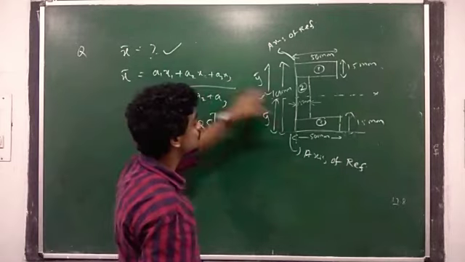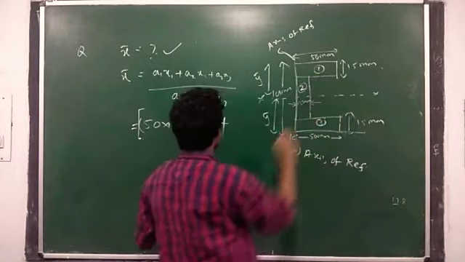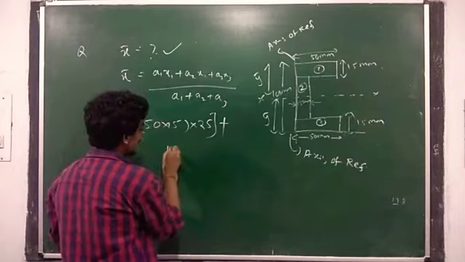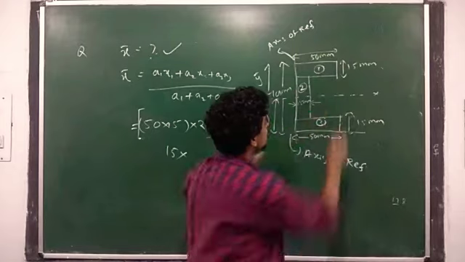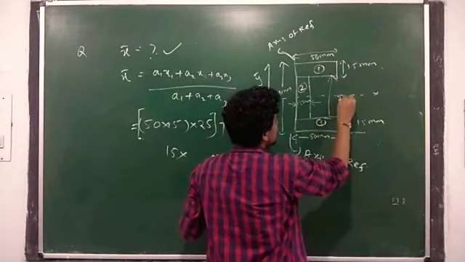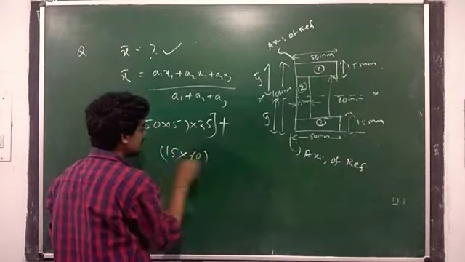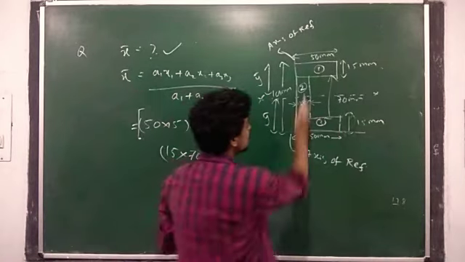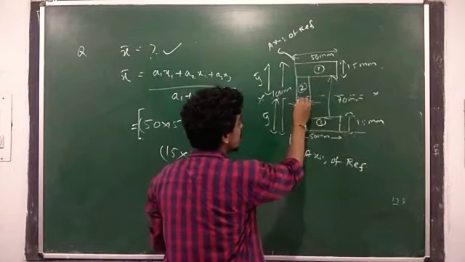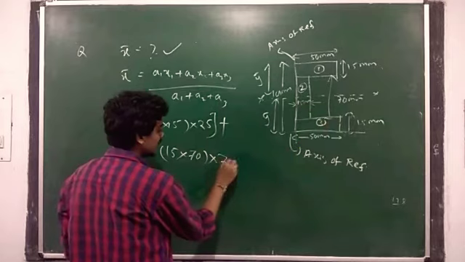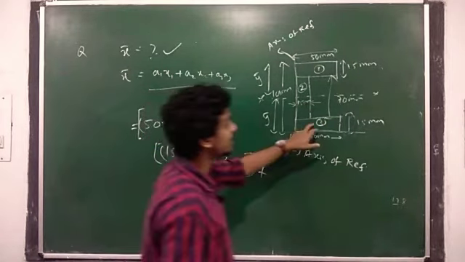Now a2 x2, this is section 2. This area will be 15 into this distance. How much is this distance? Total 100, minus 15, minus 15, so this will be 70 mm. So 70 into 15 is this area, into x2. x2 means center of gravity to the axis of reference. The total is 15, so half will be 7.5 mm. This is the second term.